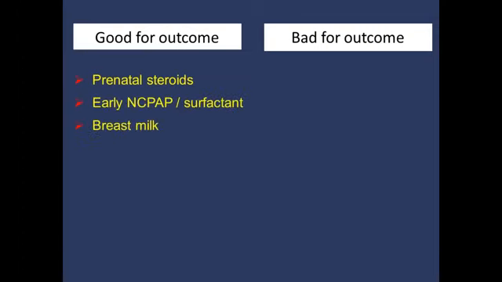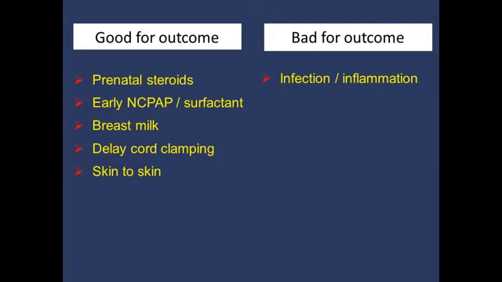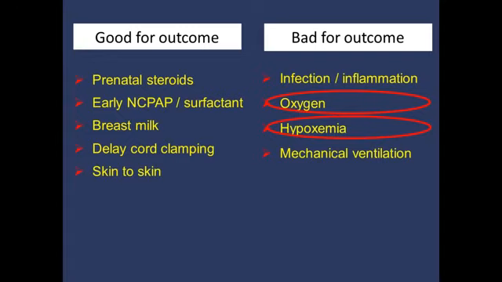We know that we have certain things good for outcome: prenatal steroid, early CPAP surfactant, breast milk, delayed cord clamping, skin to skin. At the same time, we have other things bad for outcome: infection, inflammation, oxygen therapy, hypoxemia, and mechanical ventilation. So today I will be focusing on hypoxemia and management of hypoxemia by oxygen therapy.